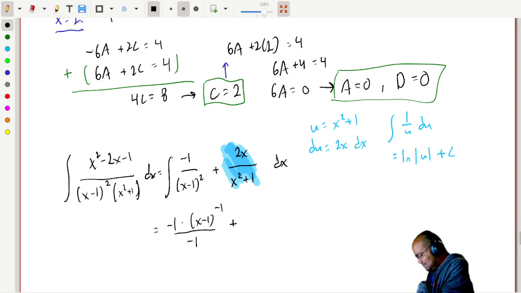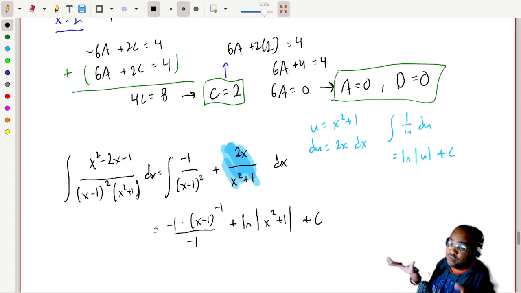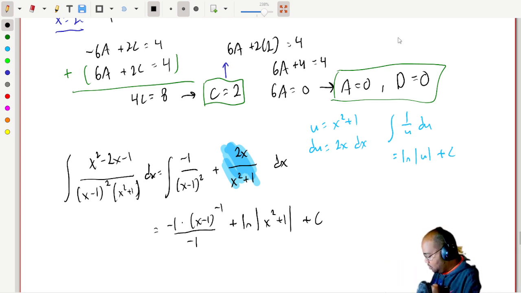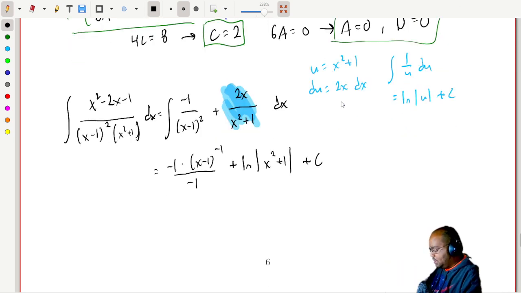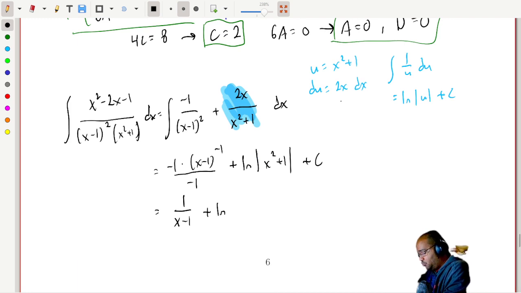All right. So log of absolute x squared plus 1 plus a constant, because remember, u was x squared plus 1. Okay. And let's go ahead and tidy up this last one here. Well, the -1s drop out, and I have 1 over x minus 1 plus a natural log of x squared plus 1 plus a constant. And we're done.